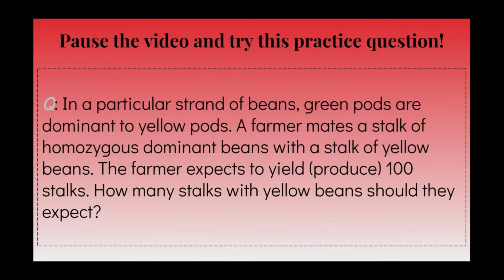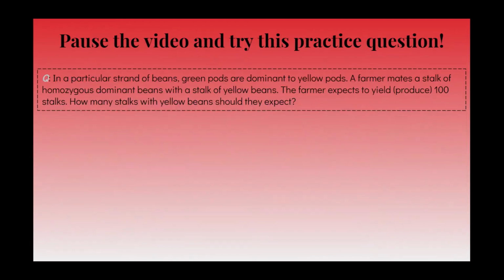So at this point, I want you to pause the video and try a practice question on your own. The question is, in a particular strand of beans, green pods are dominant to yellow pods. A farmer mates a stalk of homozygous dominant beans with a stalk of yellow beans. The farmer expects to yield, which means to produce, 100 stalks. How many stalks with yellow beans should they expect? At this point, pause the video, work on the practice problem, and the answer will be available to you in 3, 2, 1.